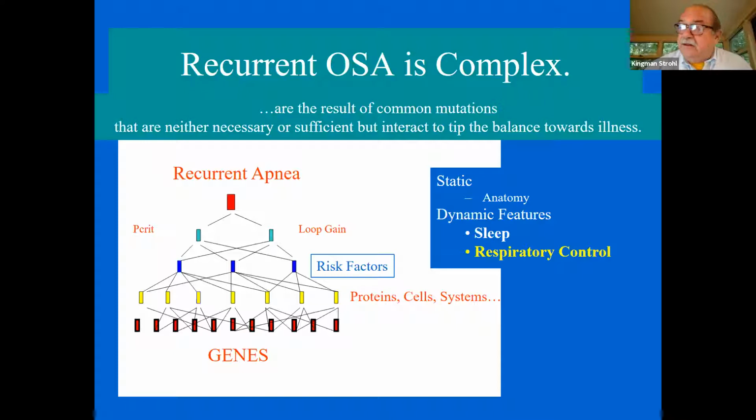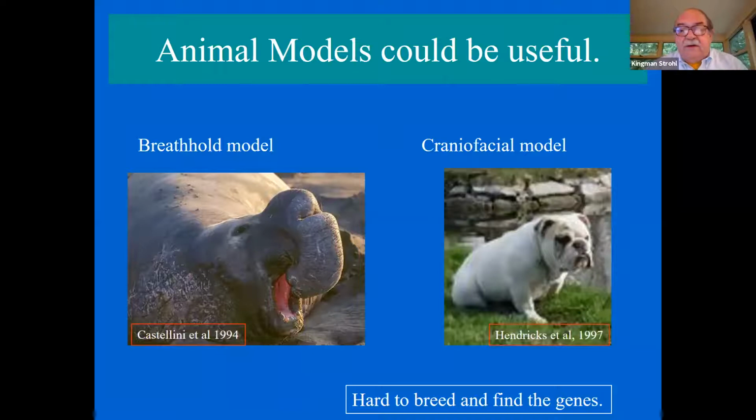So is there value in animal models? Well, here are the two models that could be useful. On the left is the elephant seal. On the right is the bulldog. But both of them are really hard to breed, hard to find genes. In order to find genes, you have to take two unrelated people and cross them, and then cross them again and look at what the gene segregation is, and mix them up and match them. But these were animal models and physiology models.